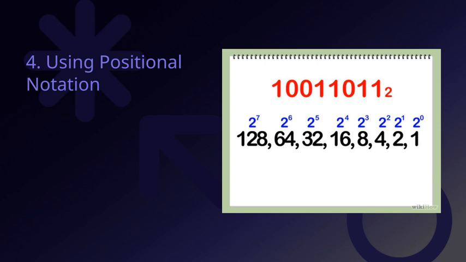Essentially, positional notation means that the value of a digit depends on its position within the number. For example, in the decimal system, the same digit can have different values depending on whether it's in the units place, the tens place, or the hundreds place. This system makes it very efficient to write and understand large numbers.